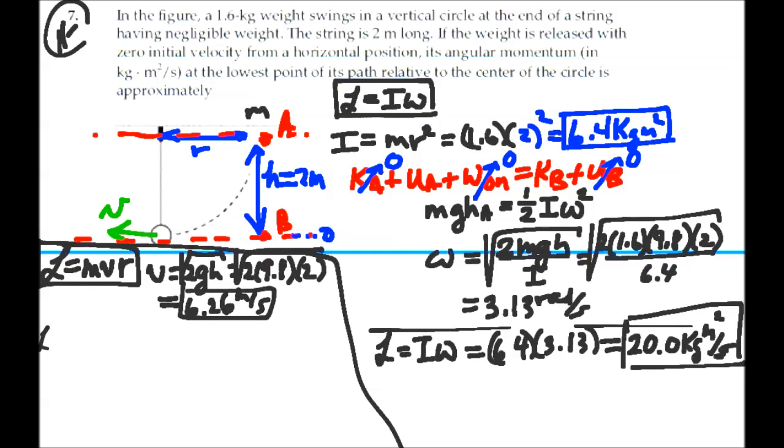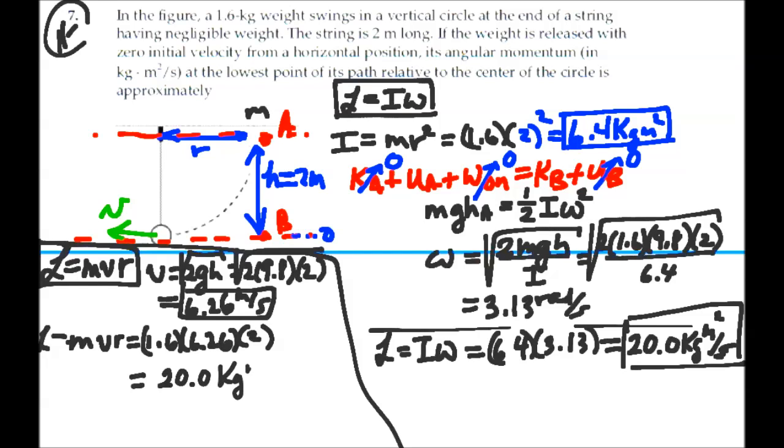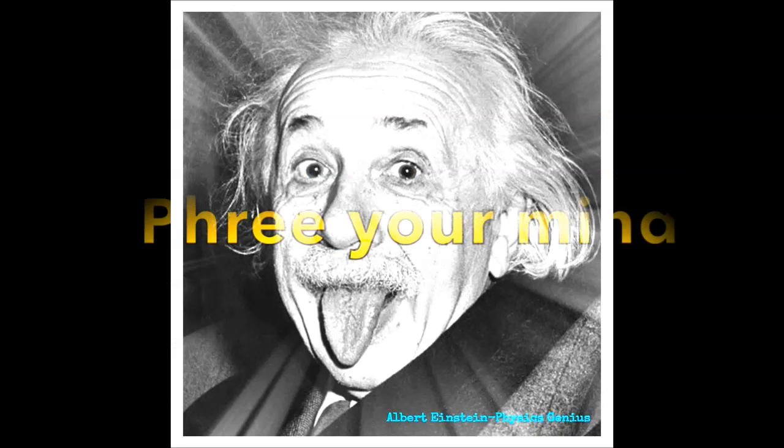Hence, our angular momentum, which is mvr, would be 1.6 kilograms times 6.26 meters per second, and our radius at that point would be 2, and that is equal to 20.0 kilogram meters squared per second. So that also would give us the angular momentum. So two different ways to figure out the angular momentum in this problem, and they're both correct.